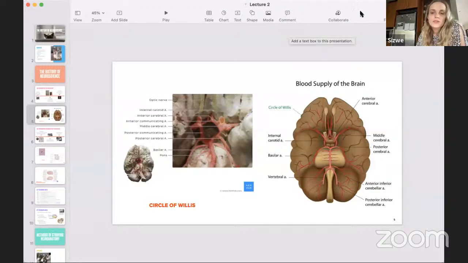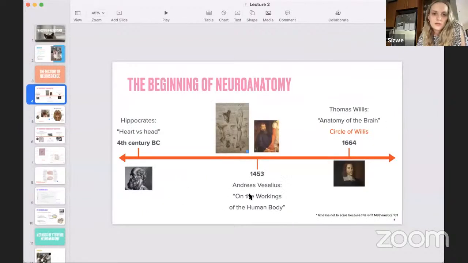Someone's asked me to elaborate on the workings of the human body. So Andreas Vesalius was kind of the first person to say, I think these things are connected. He was literally just cutting up bodies and looking at where all the pipes lead, and that's how he came up with that.